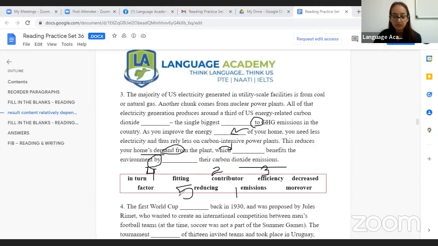What else can we put in number 4, Sandeepa? What did you write in number 4? So can we say this reduces your home's demand from the plant, which decreased the benefits? This is present tense going on. We cannot put decreased here. We cannot put more over here. Which fitting benefits doesn't make sense. Which factor benefits doesn't make sense. So even if we try every option, there's only one option that fits: which in turn benefits. That means which as a response, or which in return, as a result.